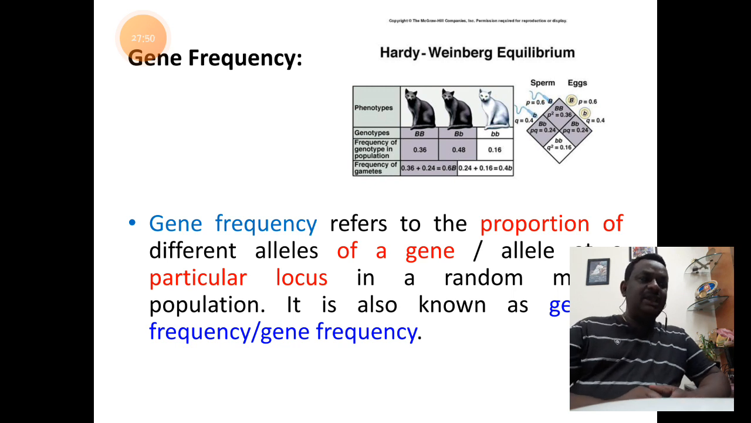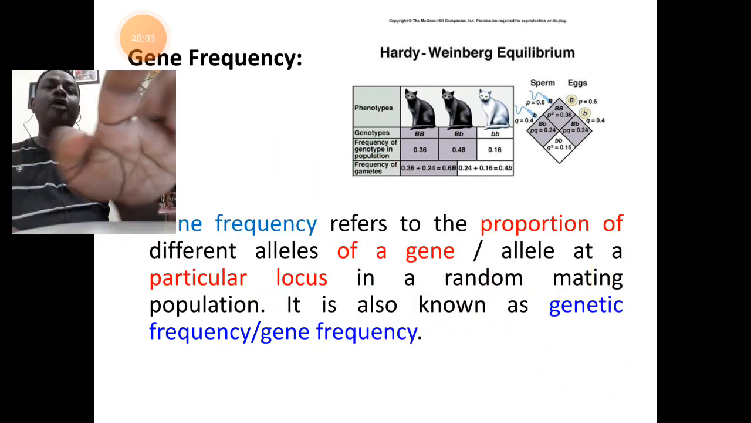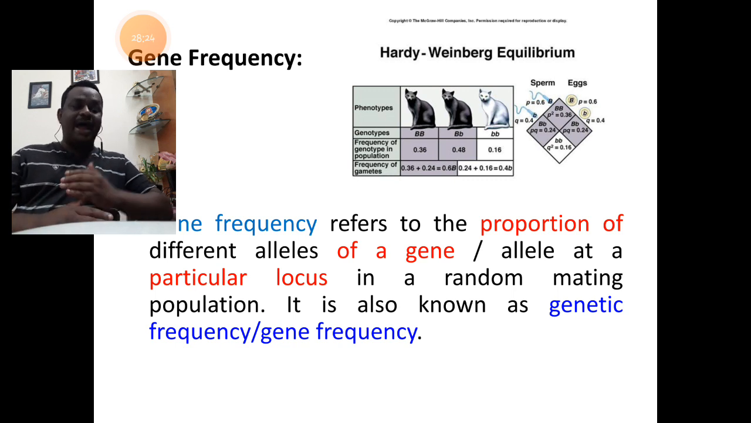It refers generally to how many times a gene or an allele is repeated and how often a given gene appears in a given population. So if you have a particular gene, how often does that gene appear in the group of the population? This we call gene frequency or genetic frequency, which can also be called allelic frequency. Simply, it refers to the proportion of an allele or a gene present at a particular locus in a random mating population. Okay.